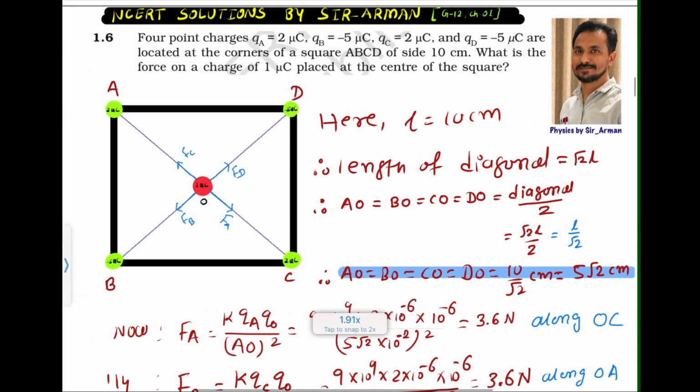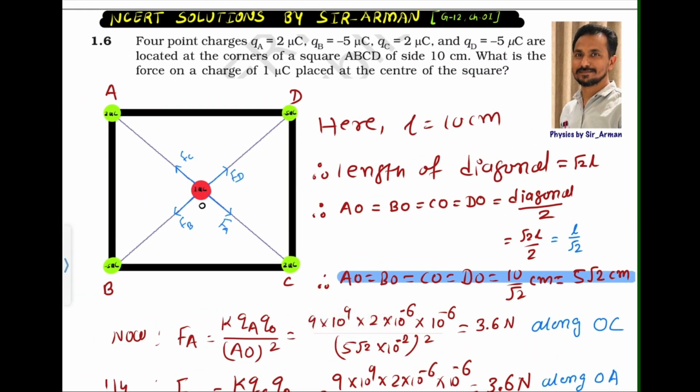Question 1.6. Four point charges, 2 microcoulomb, minus 5 microcoulomb, again 2 microcoulomb, minus 5 microcoulomb, are located at the corners of a square ABCD. Mostly we give names in anti-clockwise manner when it is not given. So I have given in anti-clockwise manner.